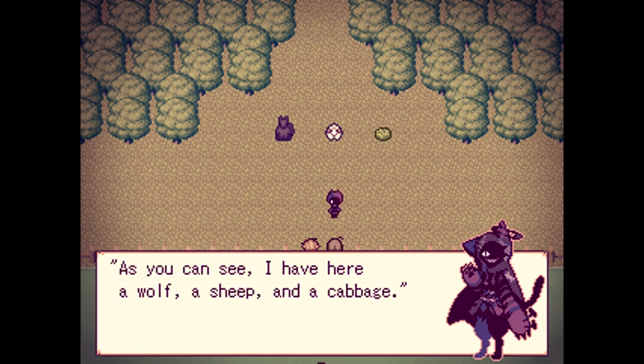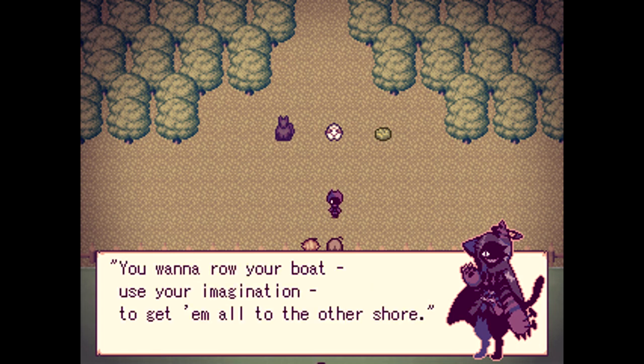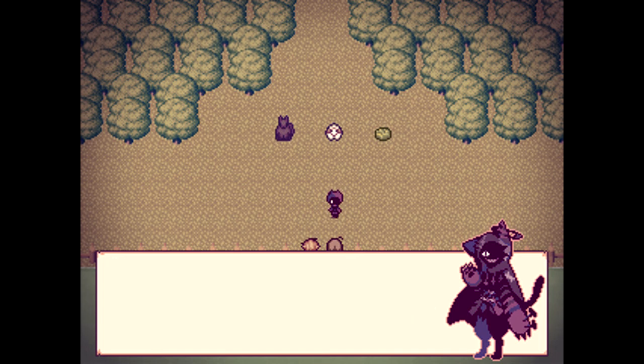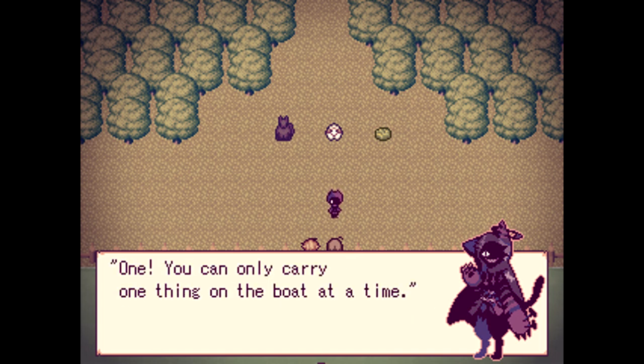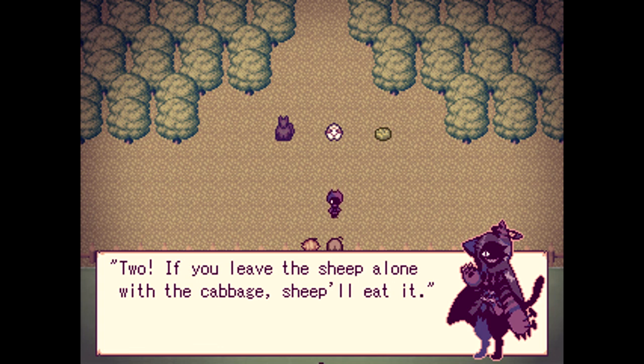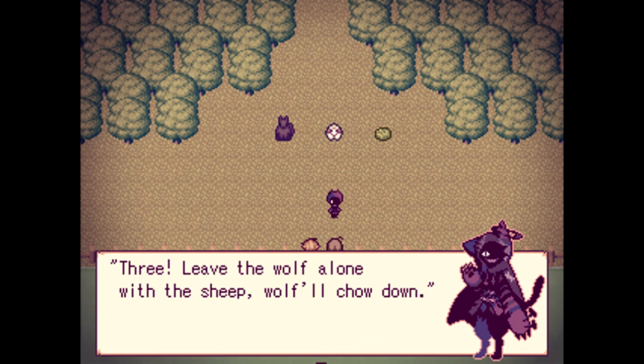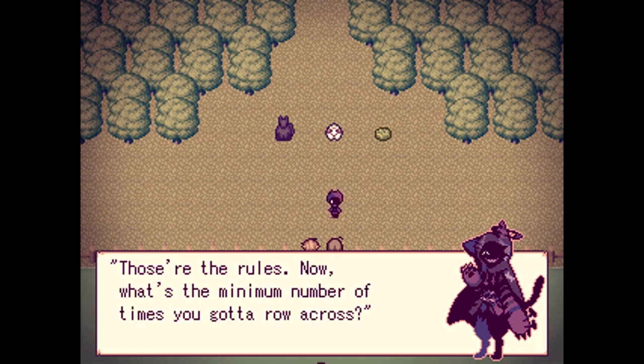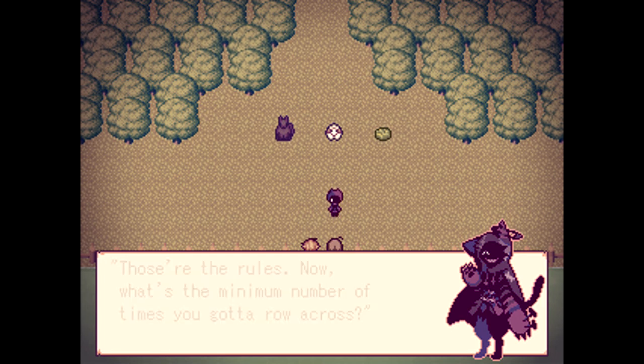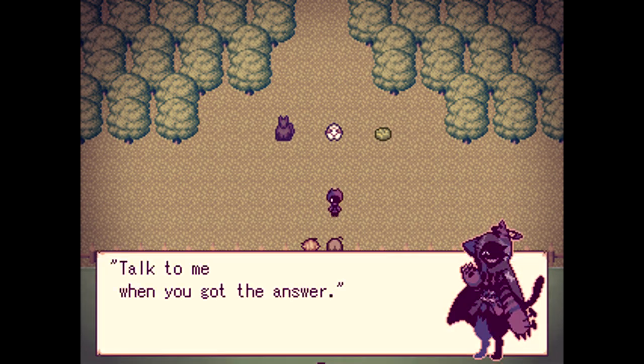As you can see, I have here a wolf, a sheep, and a cabbage. You want to row your boat? Use your imagination to get them all to the other shore. Except there are a couple conditions. One, you can only carry one thing on the boat at a time. Two, if you leave the sheep alone with the cabbage, sheep will eat it. Three, leave the wolf alone with the sheep, wolf will chow down. Those are the rules. Now, what's the minimum number of times you gotta row across? Talk to me when you got the answer.